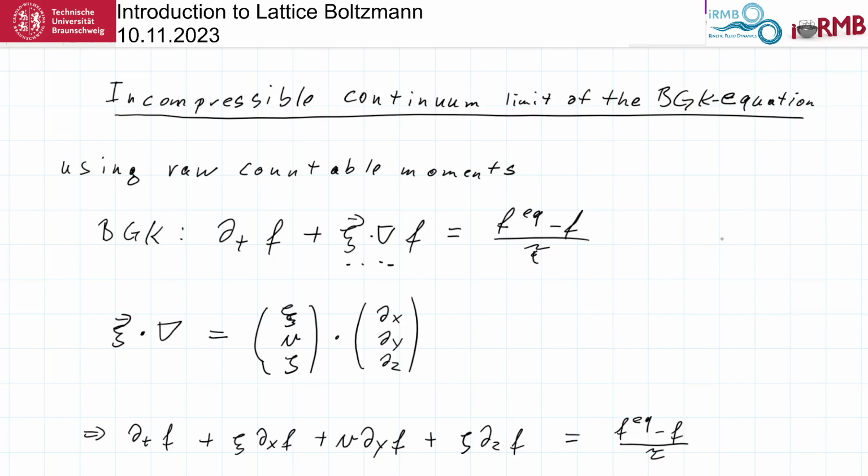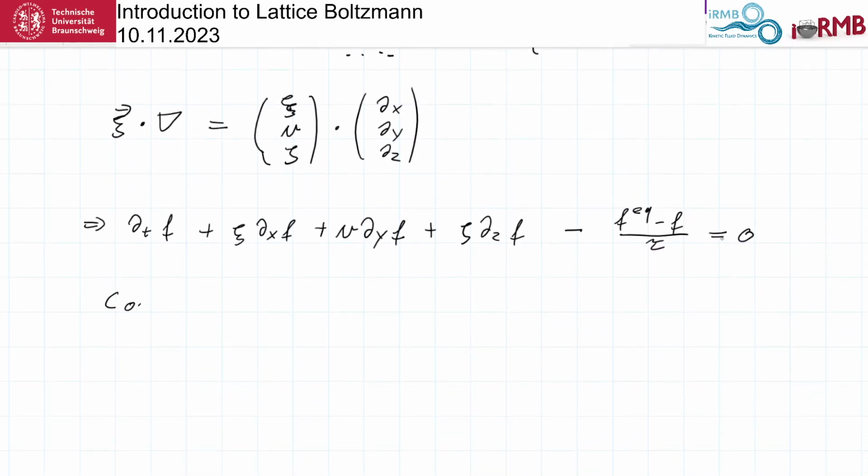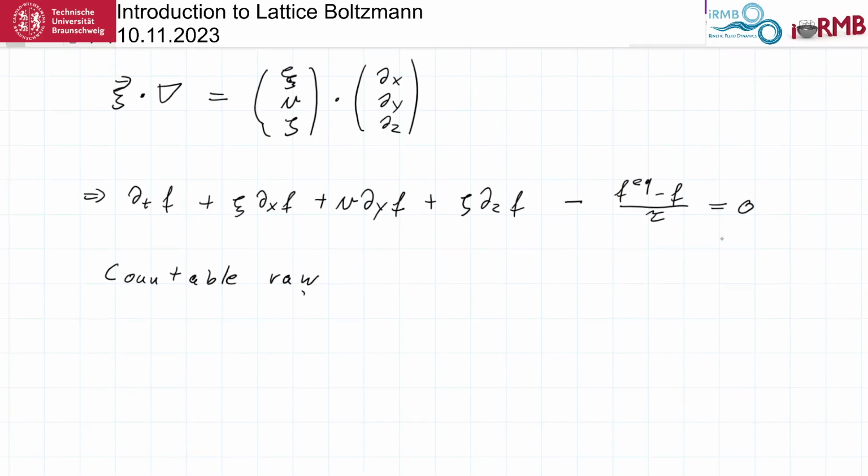Before you write it down, I do it a little bit differently. I bring this to the other side with a minus, so that everything is on one side and equals 0. Then I take this and produce countable moments of this. A reminder from last time: countable raw moments.